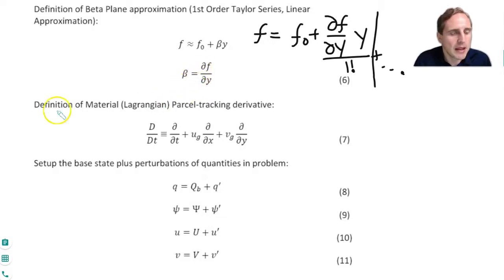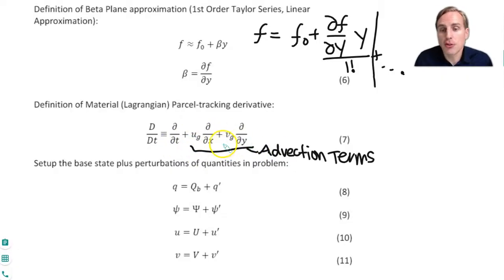Otherwise, you're never going to have any effect of the difference in Earth's vorticity affecting the rotation to produce these Rossby waves. And then how about this material or Lagrangian derivative, which is the parcel tracking derivative? Notice big D by dt is by definition the local change with respect to time, that's the partial derivative of whatever quantity with respect to time, plus, and these are what we call the advection terms. These advection terms are generally difficult, they make things non-linear because suddenly you have a velocity times a partial derivative of something.